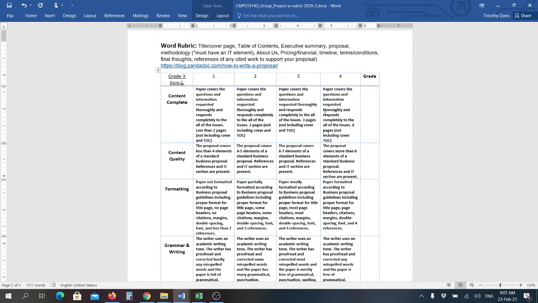So the first one is the Word part of the project. Remember that you'll be doing a business proposal. Just some examples of what would be included in a business proposal: that would be the title or cover page. This is something that's standard in every business proposal.